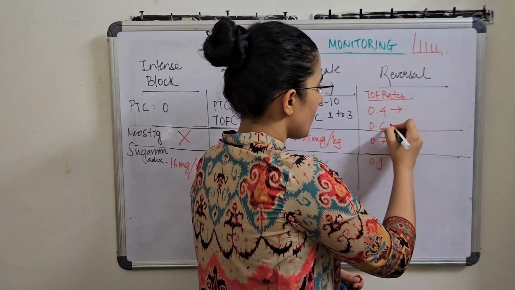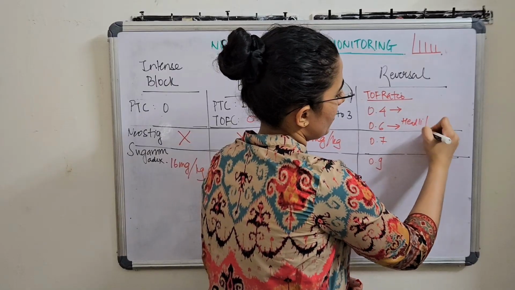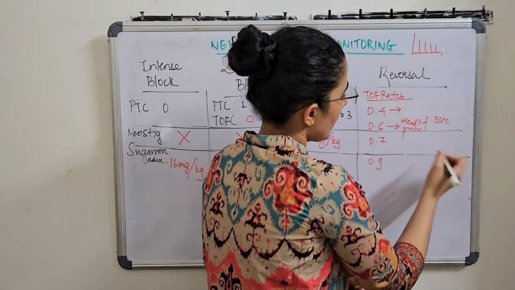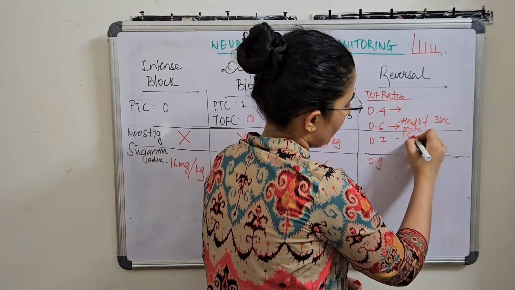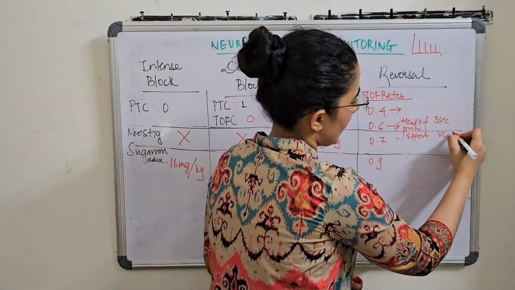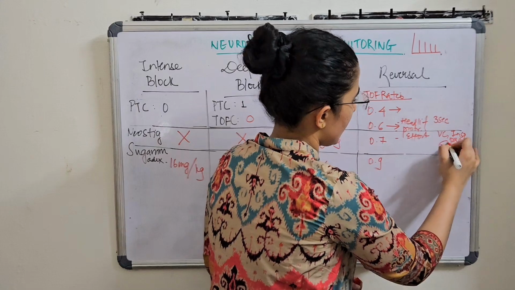Whereas in 0.6, patient will be having a head lift of about 3 seconds. Patient will be able to protrude tongue. And they will also have a good amount of efforts of breathing, but their vital capacity as well as inspiratory pressure will still be insufficient.